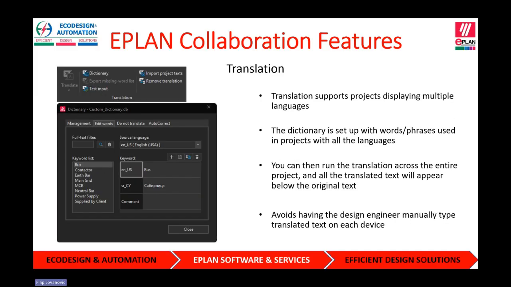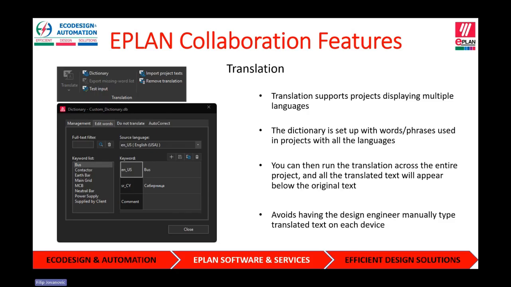And then translations. So in EPLAN, you have a translation feature, and this allows you to display multiple languages on a page. And the way this works is you have a dictionary, which is stored in a database file, and the dictionary will contain certain words, sentences, phrases, and then you make sure you fill in the dictionary with the English word and then the translation.